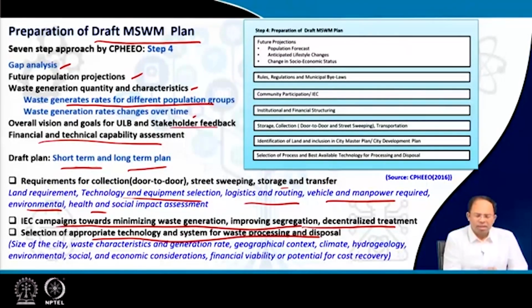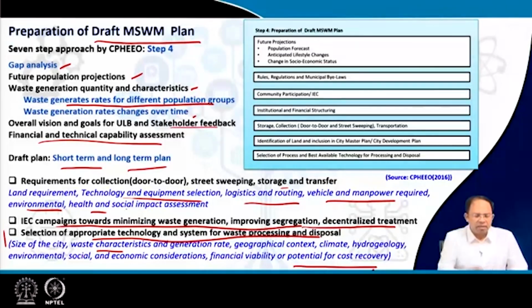Which technology to select depends on the size of the city, the waste characteristics and generation rate, geographical context, climate, hydrogeology, environmental, social and economic considerations, and financial viability or potential for cost recovery for that particular technology, facility or system that you are proposing for this area. We will learn about all this in detail in the subsequent modules, what sort of IEC campaigns need to be conducted for waste minimization. We will learn that in solid waste generation. We will talk about selection of technologies in subsequent lectures as well.